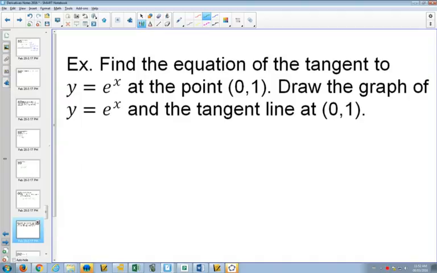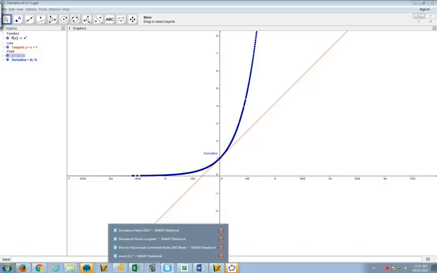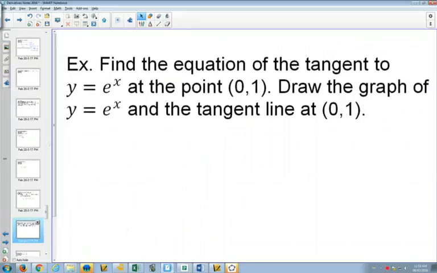So what we're going to try to do now is if we think back to that graph, and I was able to drag my point right there, at 0, 1, what is the equation of that tangent line? Well, what do we need for an equation of a tangent line? We need a slope and a point. We get our point because it's given to us.